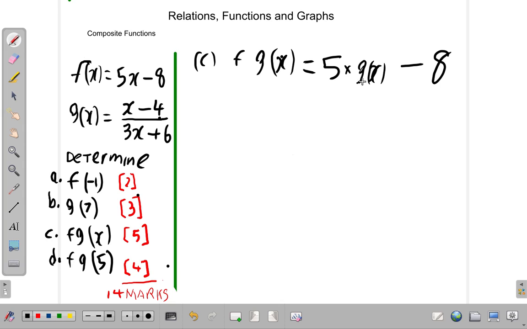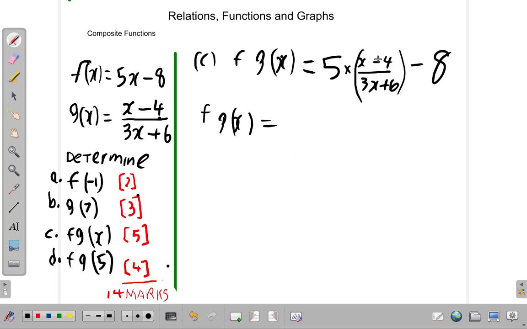However, we can go into more detail. We know what g of x is. G of x is this. So let's get rid of this and write the complete g of x. It is 5 times x minus 4 all over 3x plus 6. So what you have is fg of x equals 5 times all of this.